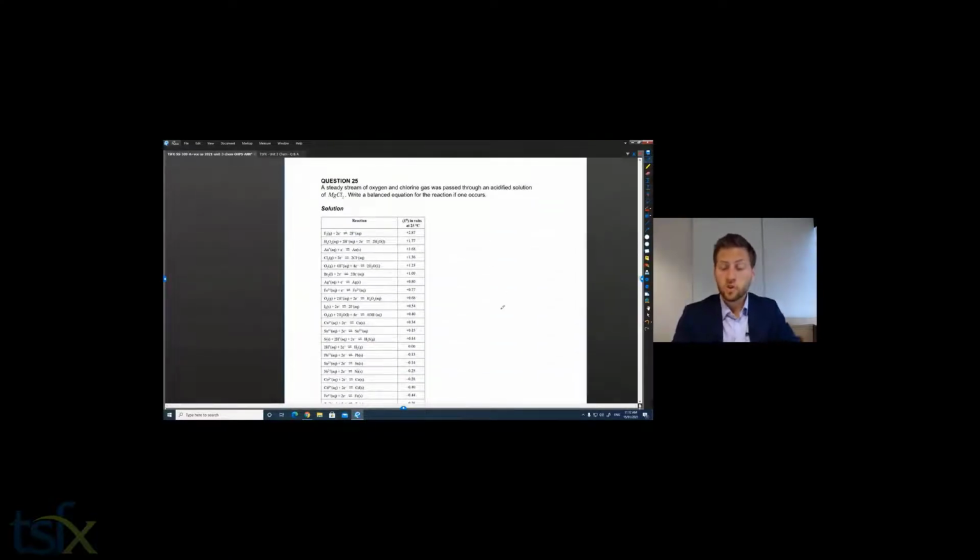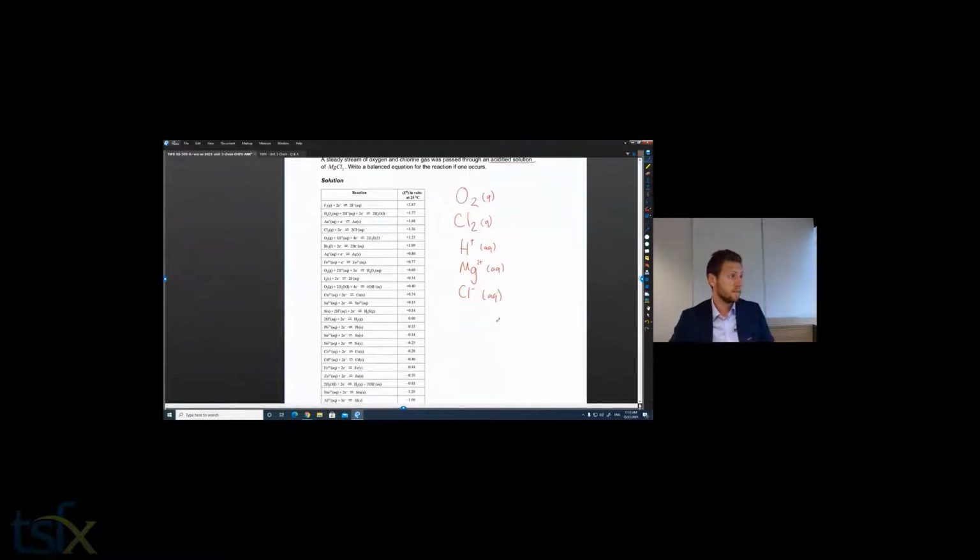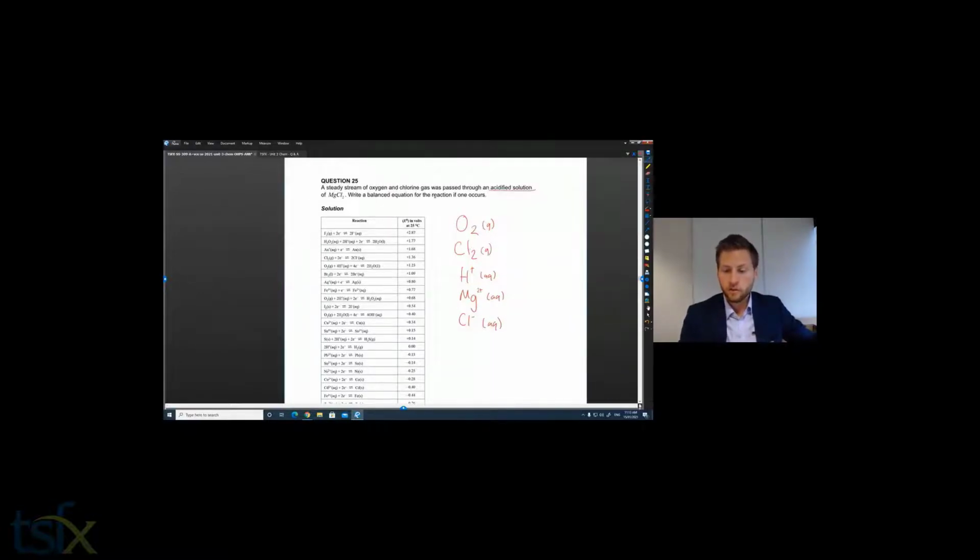A steady stream of oxygen and chlorine gas, so O2 and chlorine, are passed through an acidified solution, so acid means protons, hydrogen ions, of magnesium chloride. It's a solution, so it's magnesium ions and chloride ions. Okay, so we've got chlorine gas, oxygen gas, hydrogen ions, magnesium ions, and chloride ions. There's a few species in here to take part in the reaction. So you've got to circle everything, and we've got to look at the right equation for a reaction, if one occurs.